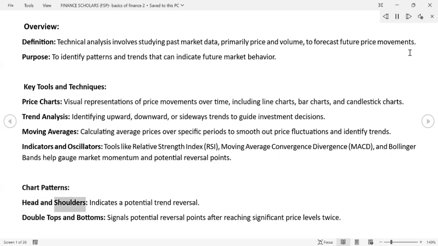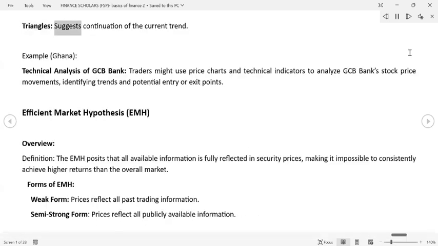Chart patterns. Head and shoulders, indicates a potential trend reversal. Double tops and bottoms, signals potential reversal points after reaching significant price levels twice. Triangles, suggests continuation of the current trend.